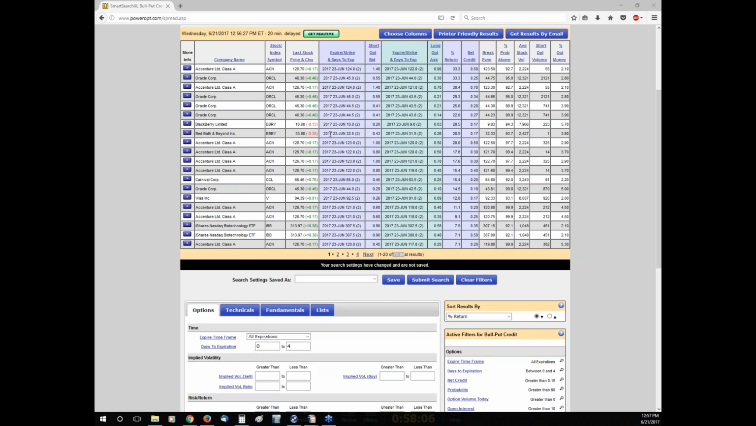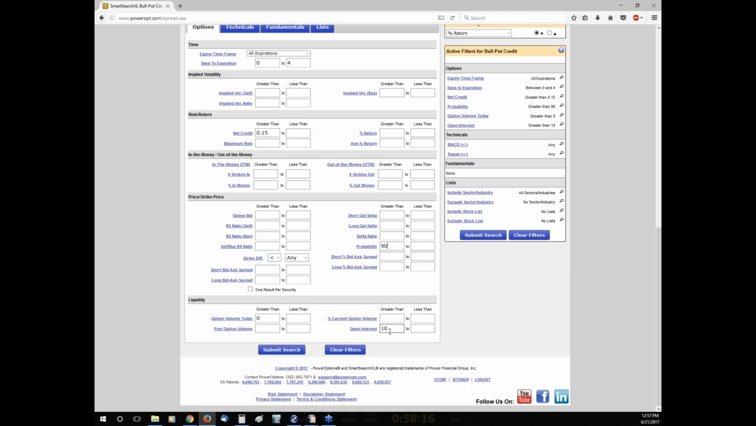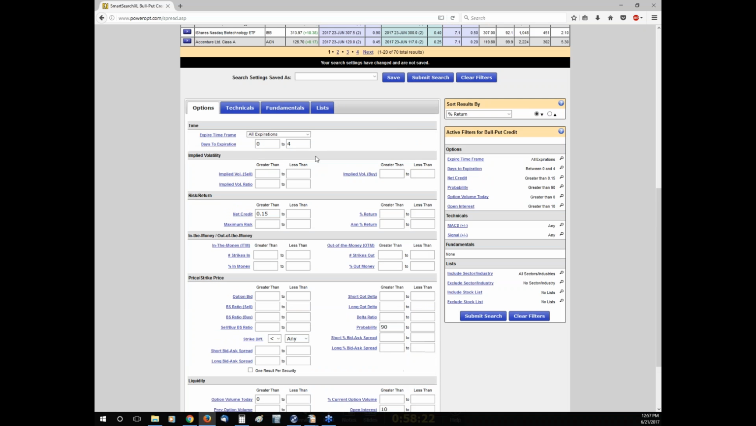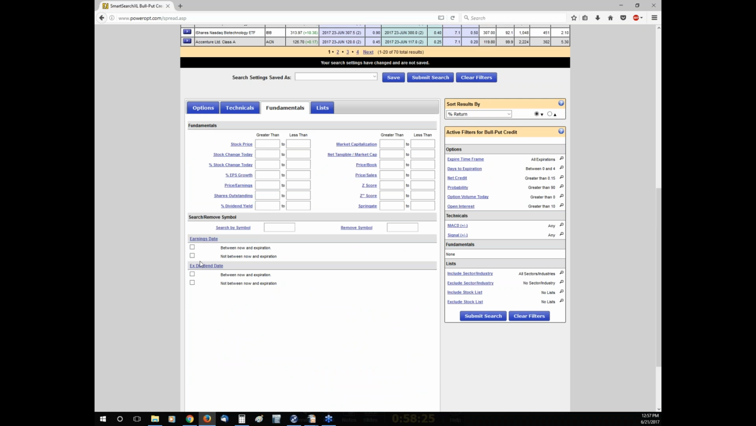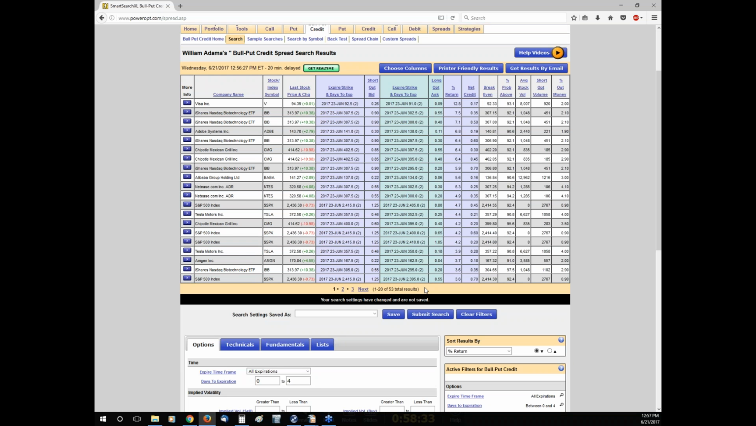But to be safe, I told you that I could show you 5 positions, or with 5 clicks: 1 for clear filters, 2 for the expiration, 3 for the net credit, 4 for the probability, 5 for open interest and volume. But I'm going to add 1 more for safety, and what's that? Let's go to fundamentals. Earnings date not between now and expiration. 53. All right, so we've taken down some of those.